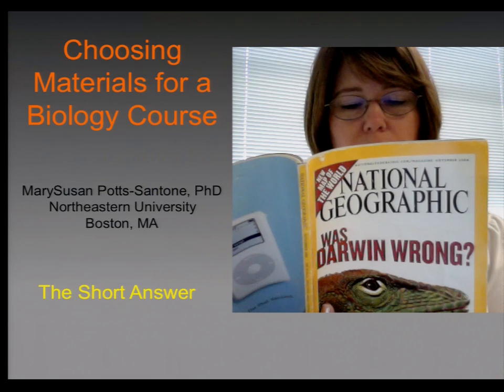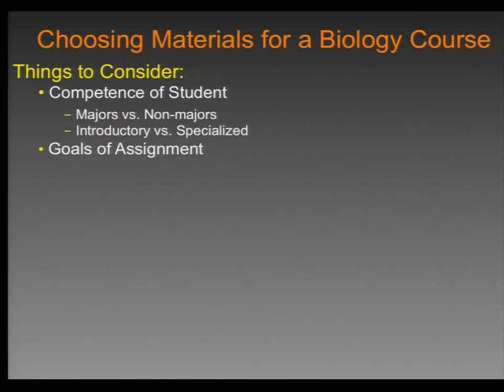And I could be done, but I thought a little bit more about it, and thought that there were probably some other things that I would like to share with you about how I choose materials for my class. And there are really two things in particular that I consider when I'm looking for materials, whether it's a textbook, whether it's articles for discussion, whether it's laboratory materials. And those two things are really, where's the student at? What's the competence of the student in dealing with the subject and dealing with the material that I want them to look at? Are they biology majors?